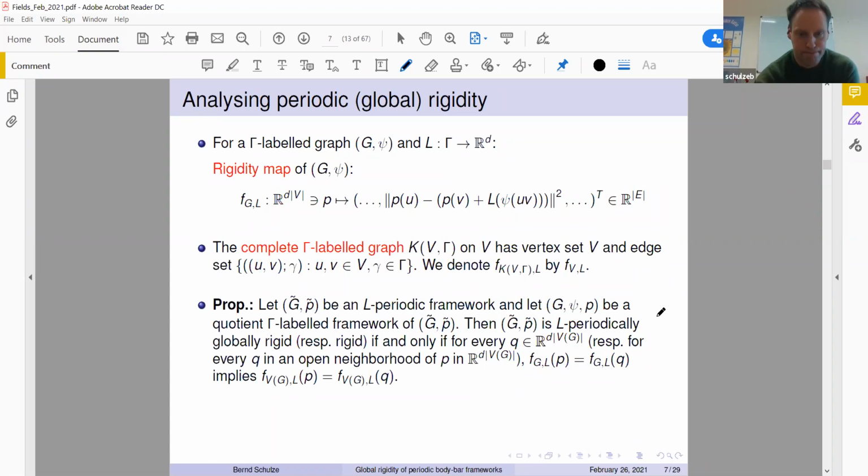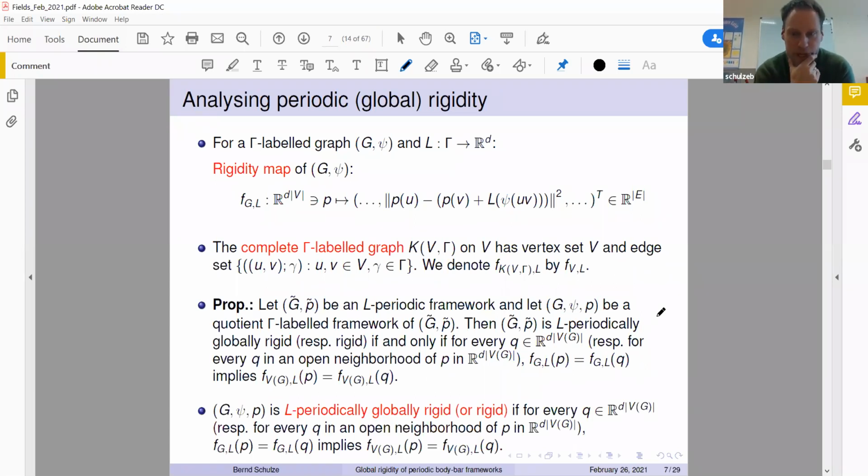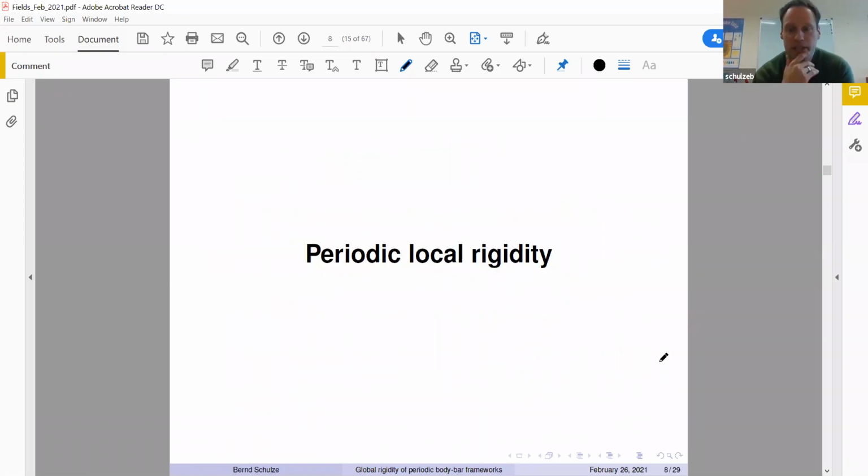So we can just analyze the quotient gamma labeled framework rather than the lifting or the covering. And in fact we can then define this gamma labeled framework G psi P as globally rigid if for every configuration Q here, we have this implication. This is fairly standard, I think.